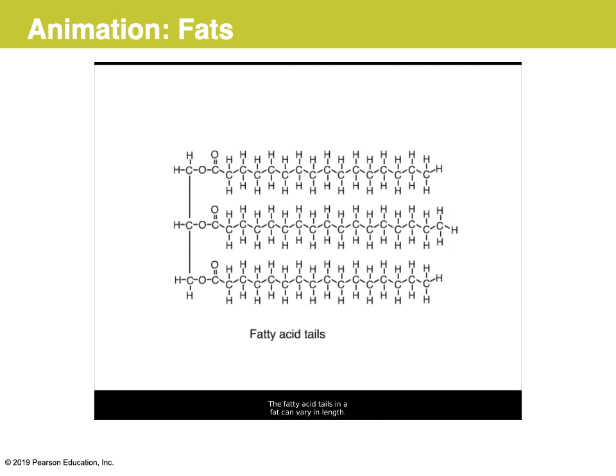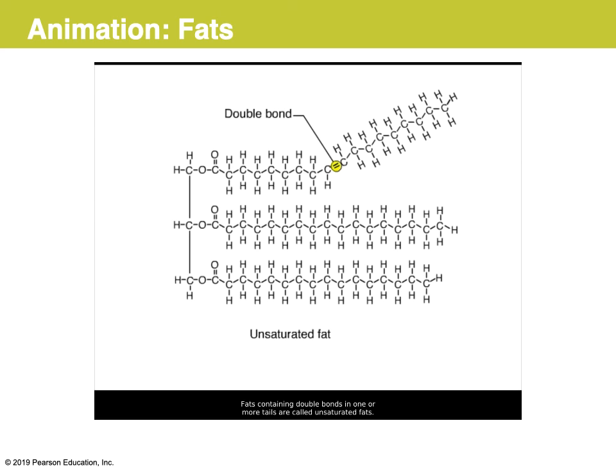The fatty acid tails in a fat can vary in length. A very important characteristic of fats is the number of double bonds in the hydrocarbon tails. Fats that contain only single bonds are called saturated fats. Fats containing double bonds in one or more tails are called unsaturated fats. Unsaturated fats tend to be liquid at room temperature. Vegetable oils are examples. Saturated fats, like butter and lard, are solid at room temperature. Saturated fats in the diet can lead to heart disease, while unsaturated fats are safer.